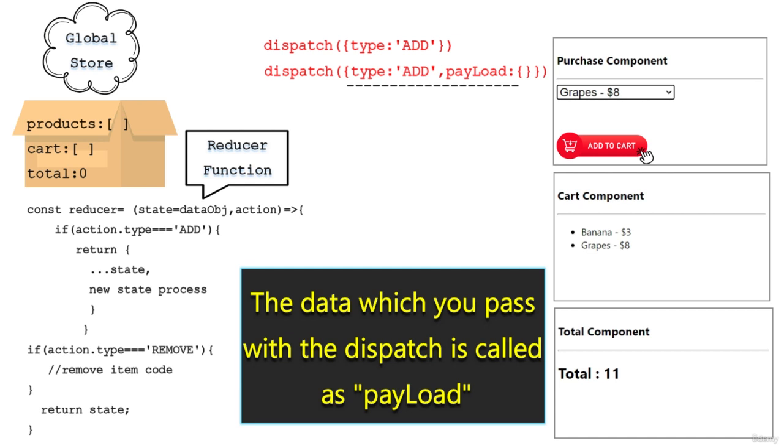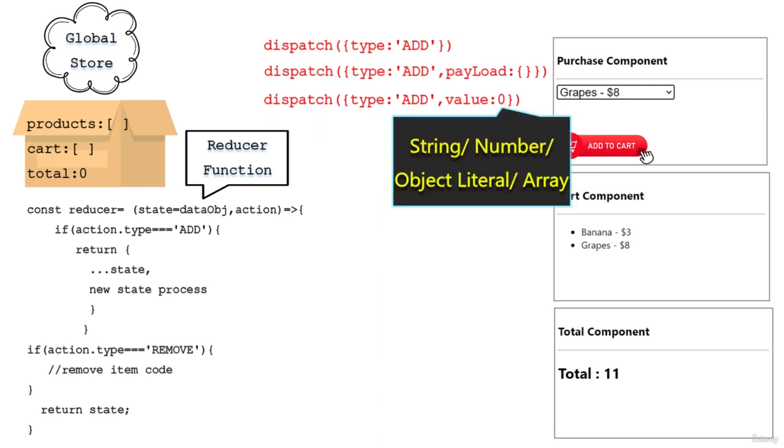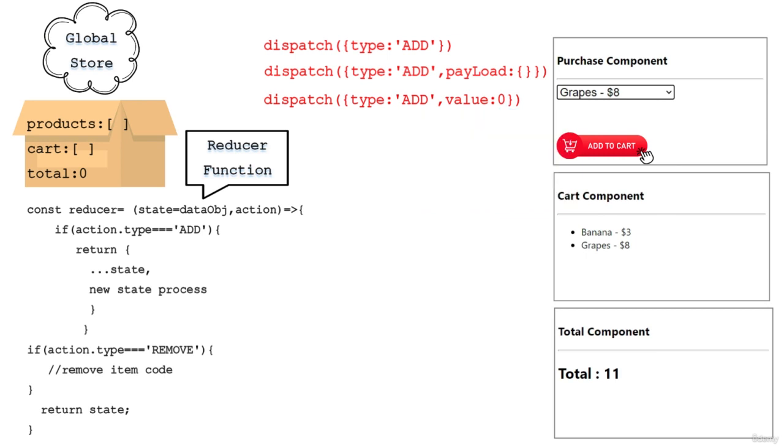You can name it whatever you want to. Here in this example, there is an object literal. Let me show you one more example. Here I say dispatch type is equal to add, value: 0. That means the payload name I have given is value, and I'm not passing any object literal. I'm just passing a simple numeric value. So this can be a string, a number, an object literal, an array. In short, whatever information you pass with the dispatch is called as payload, and you can name it whatever you want. We will see this practically to get more clear idea about this.